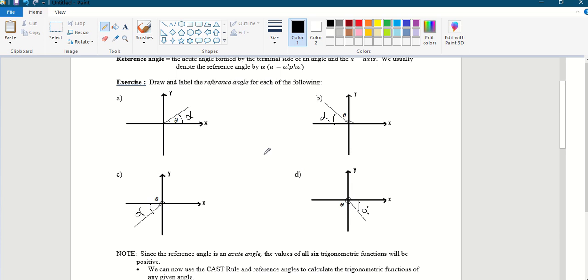Now let's see how alpha and theta are related. If we are in the first quadrant, theta and alpha are exactly the same. So I can claim theta equals alpha. If we are in the second quadrant, we know this straight line makes 180 degrees.